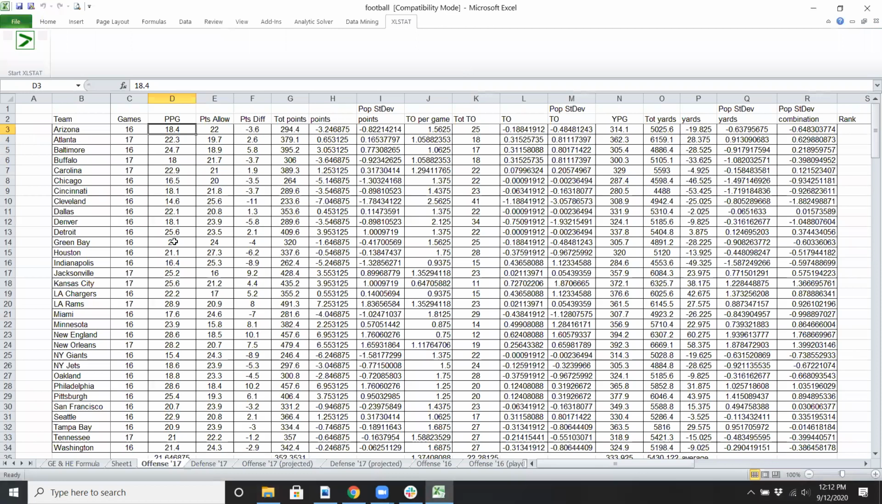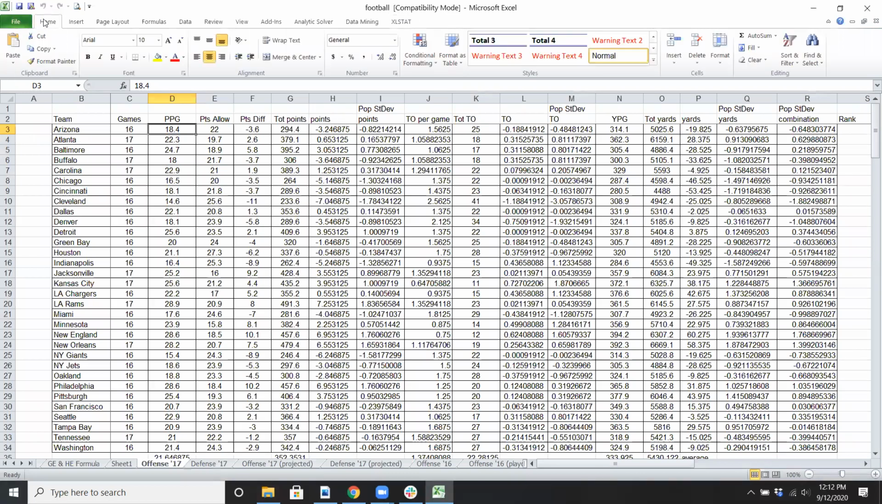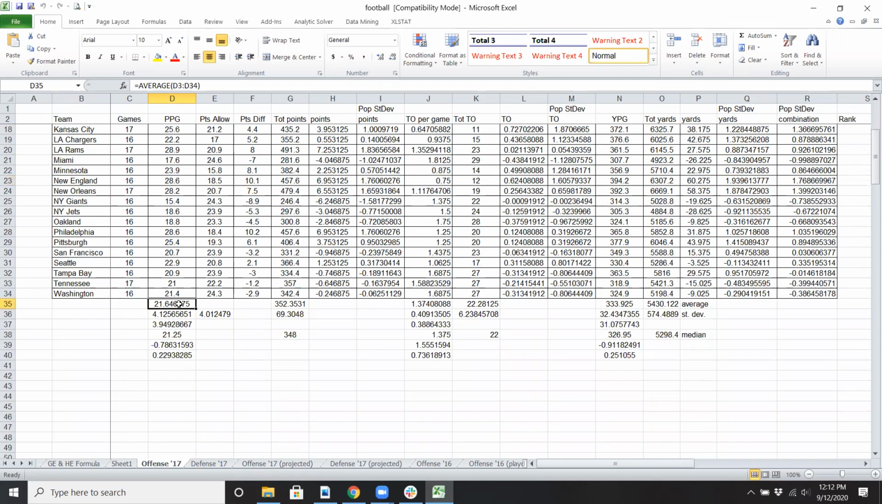All right, so this was the year 2017. I believe that year Philadelphia beat the Patriots in the Super Bowl. So New England had a pretty good offense, obviously. But anyway, the average points scored for all the offenses for NFL teams in the year 2017 is 21.646.